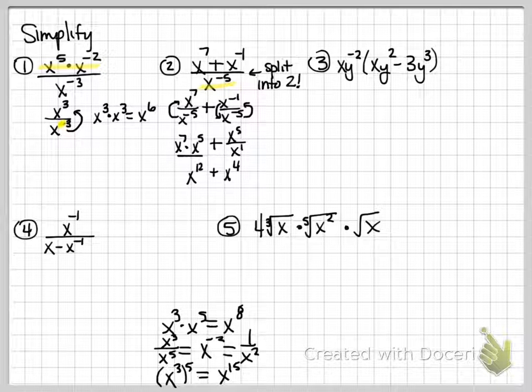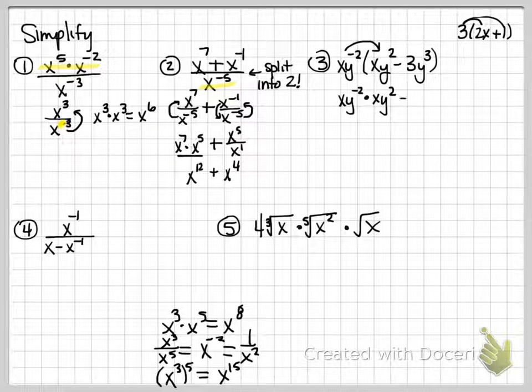This one seems to give students trouble, and it's actually not that hard because if you think about it, we actually have something on the outside of the parentheses that's being multiplied times everything on the inside. And if you remember, if you had something like this, you would distribute 3 to the 2x and 3 to the 1st. You do exactly the same thing with this example. So I'm going to distribute xy to the negative 2 times xy squared minus, and multiply it times the second one, xy to the negative 2 times 3y cubed.